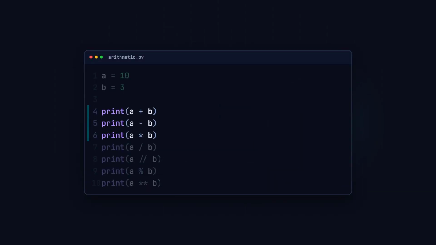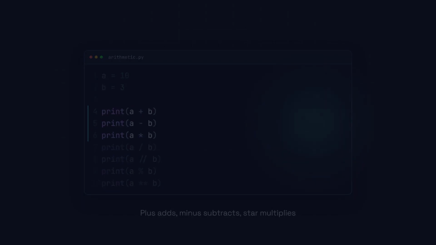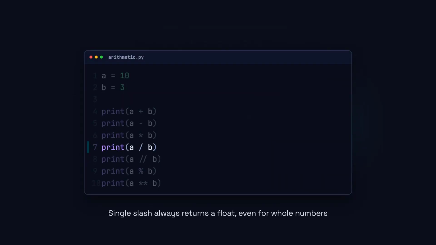The first 3 operators are the most familiar. Plus gives us the sum, minus gives the difference, and the star symbol multiplies the 2 numbers together. A single slash is standard division, and it always gives back a floating point number. 10 divided by 3 returns 3.3 repeating, not a whole number. That is true even when the division is exact.